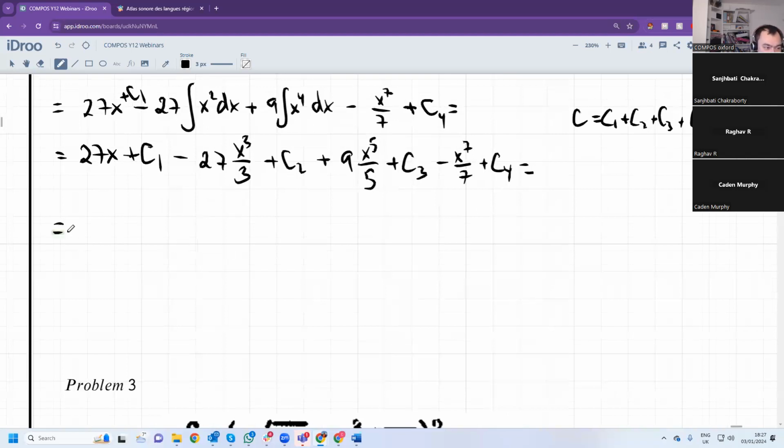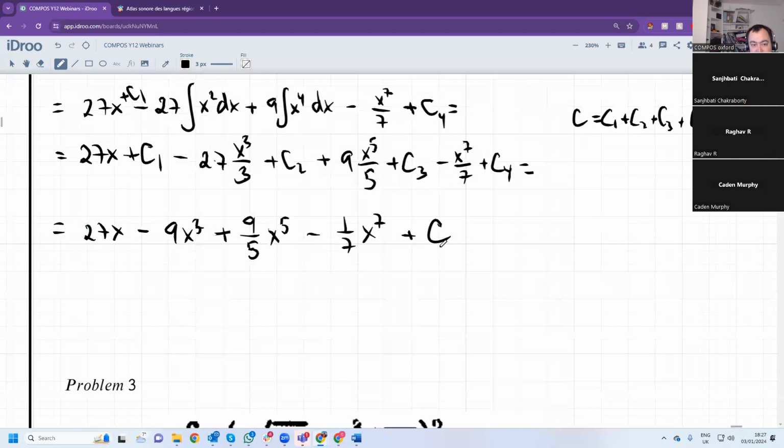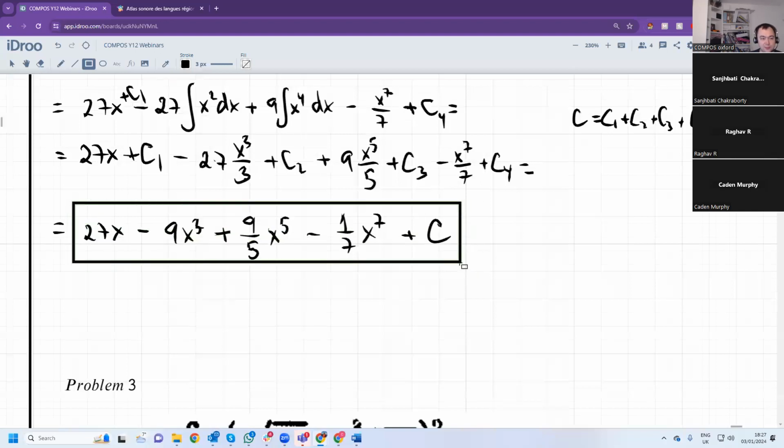So we can replace it and say 27x minus 27 over 3, that's 9, so 9x cubed, plus 9/5 x to the power 5, minus 1/7 x to the power 7 plus c. So I've combined all the c's together into one. Okay, and this is the answer. This is the solution. The integral is this.